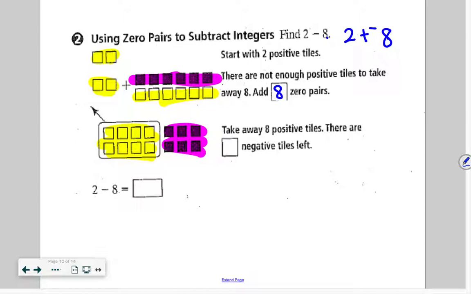Now, can I start with 2 and take away 8 yellows? Now I can take away, oops, we added 6 zero pairs, I'm sorry. Not 8, we added 6 of them. Sorry about that. I can now take away those 8 tiles. And what's going to be left?